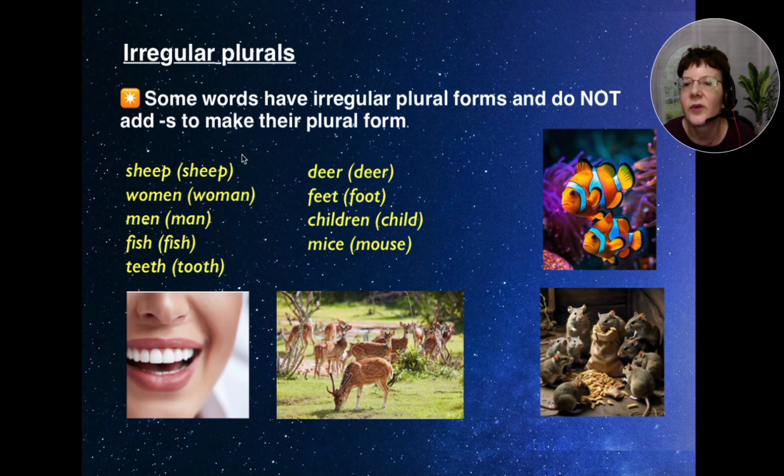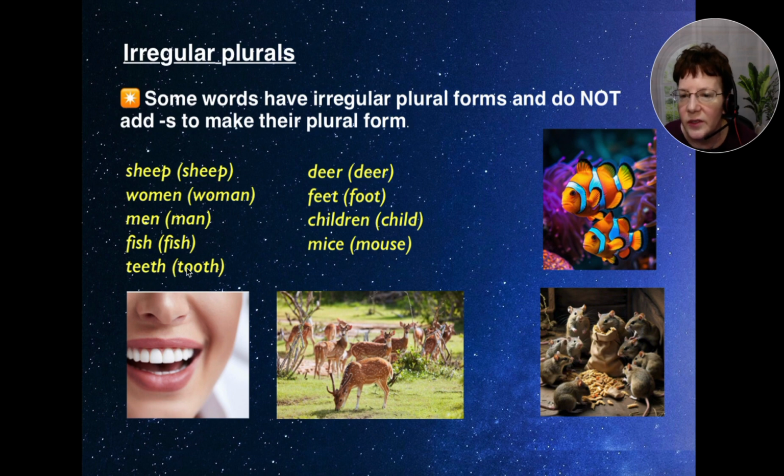now about the irregular plurals. So some words have irregular plural forms and do not add an S to make their plural form. So they're often formed or spelled the same. So sheep is also sheep in plural. Same with deer. Deer is still deer. Woman is women. Man is men. Fish is the same in plural, fish.